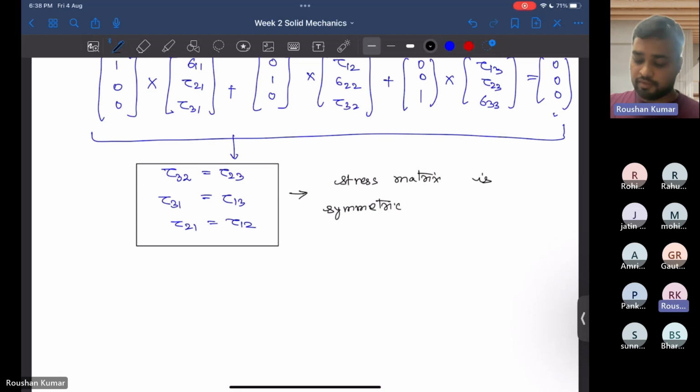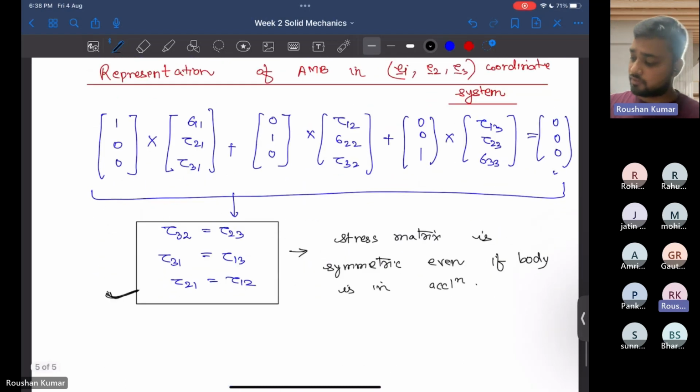Even if body force is present, this equation is still valid. These A and B results are valid even if the body force is present. So even if the body is in acceleration, this expression is valid.